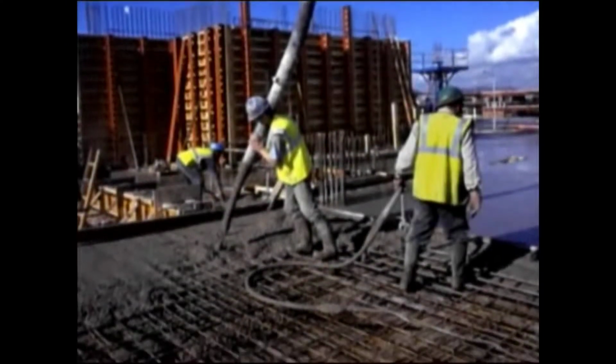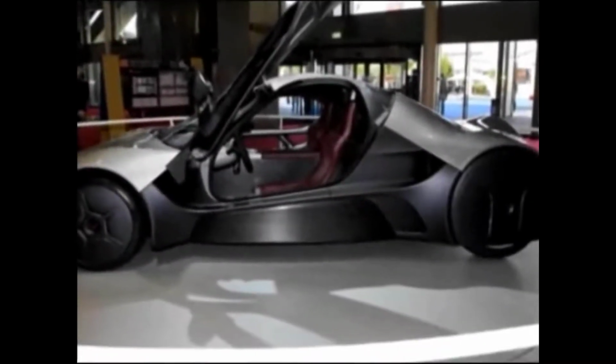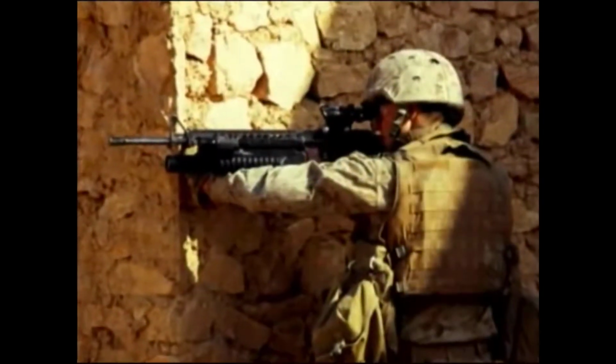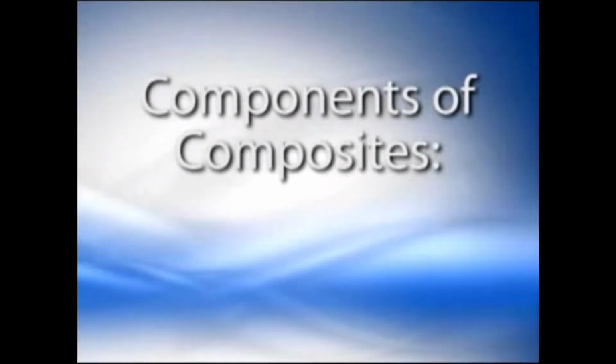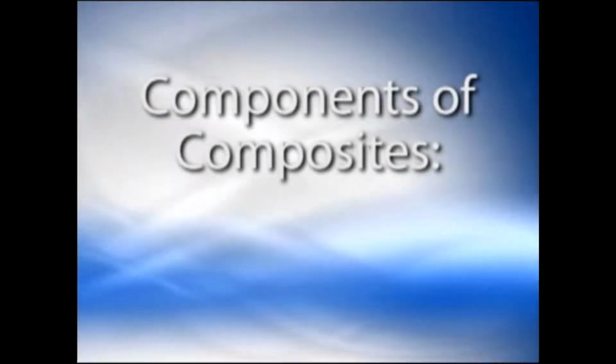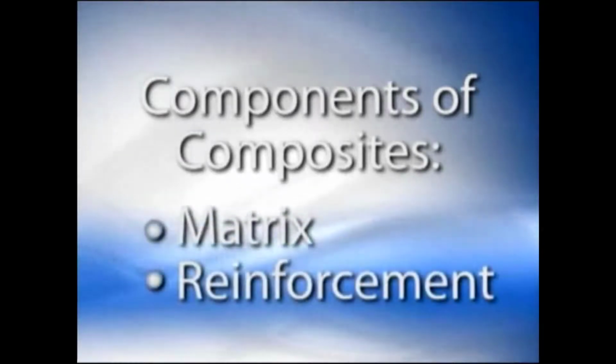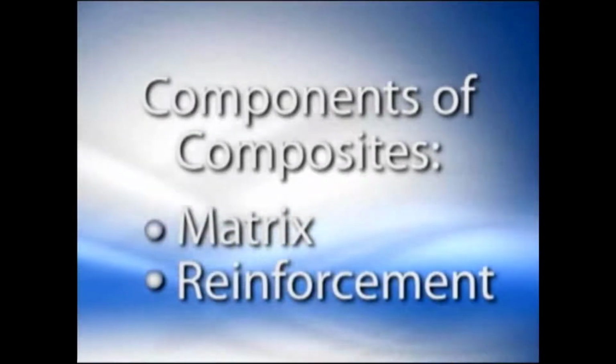Drop in a nice grid of steel rebar, and now you've got a composite material that's strong enough for bridge decking. In addition to increased strength and durability, composites also allow us to customize materials with the weight, flexibility, conductivity, and stability we need. Although composites can have several different components, they all have two things in common: a matrix and reinforcement.